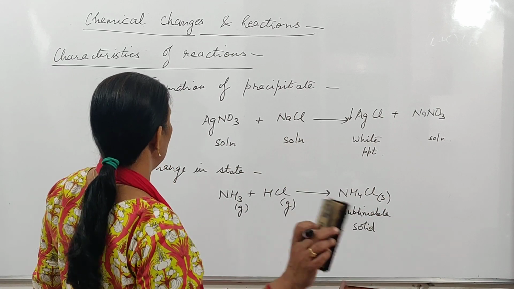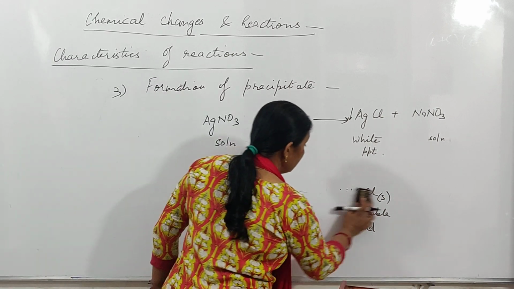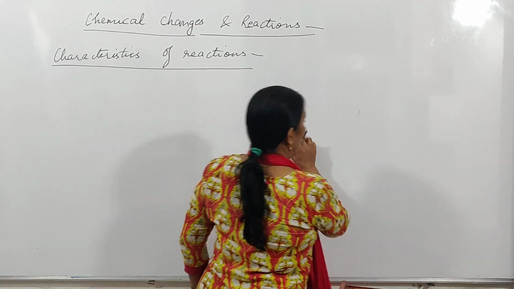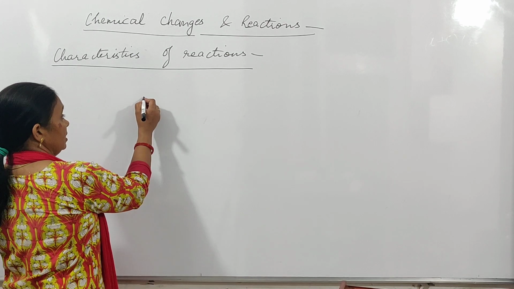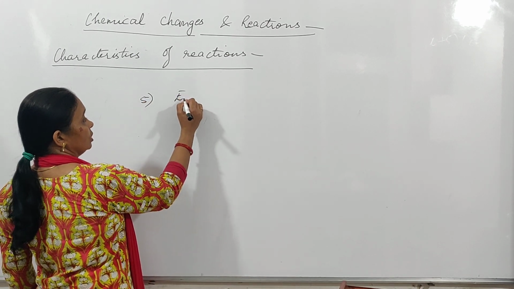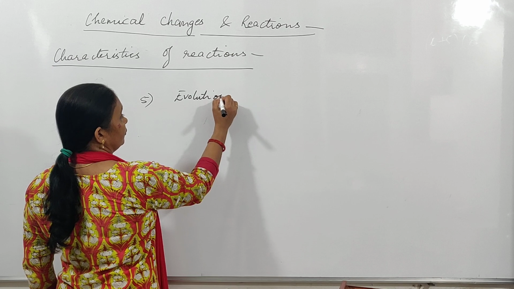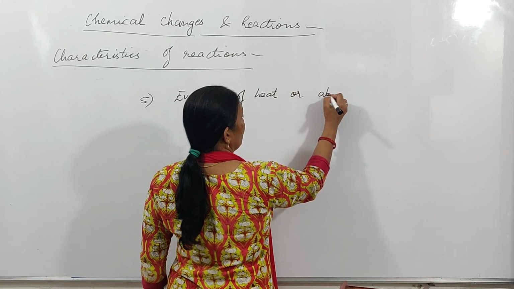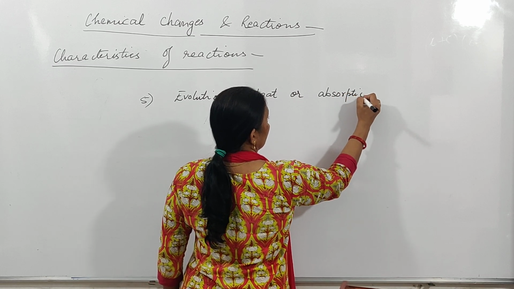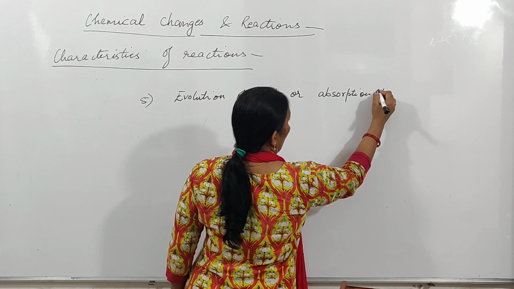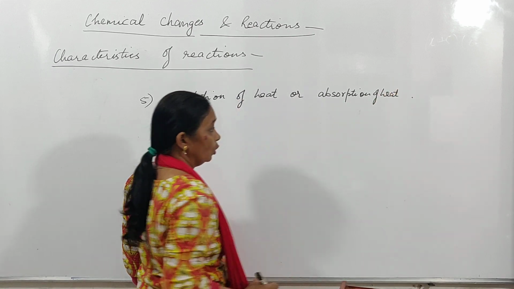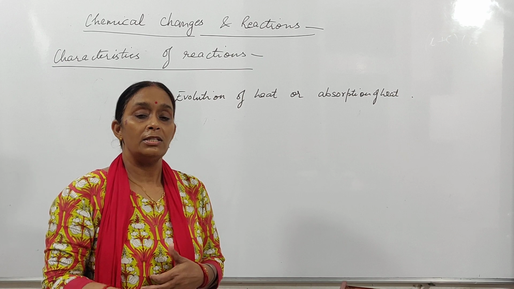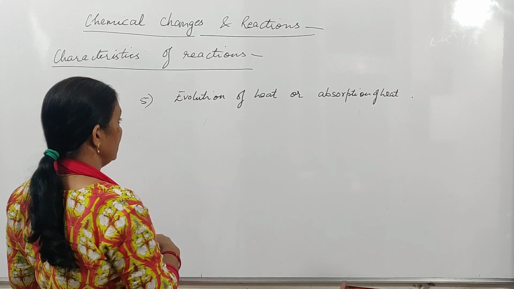One last characteristic is also there, which is seen in certain reactions. The last characteristic is, in certain reactions you see evolution of heat or absorption of heat. So certain reactions are there in which heat is either released or heat is absorbed. Let us see the example.